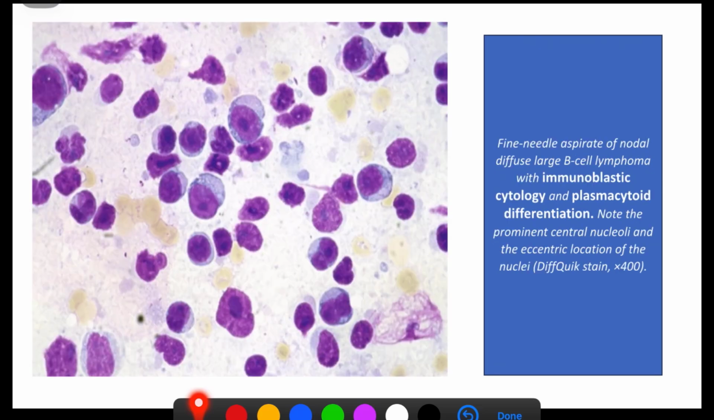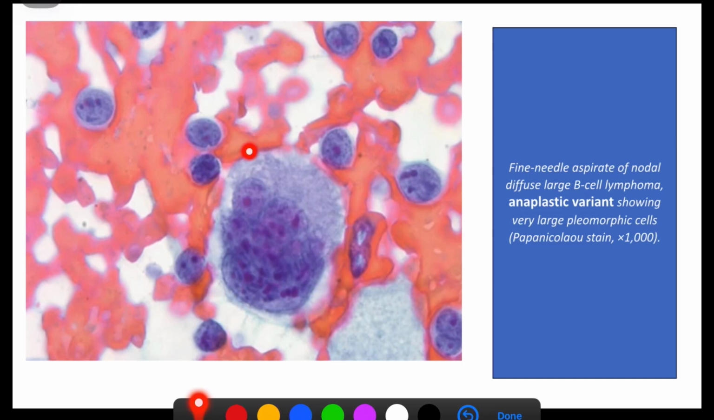This is immunoblastic variant showing plasmacytoid differentiation. You can see peripherally placed nucleus, abundant cytoplasm, prominent centrally placed nucleolus, and a look like plasma cells. So it is plasmacytoid appearance, and all cells are larger than the small lymphocytes, having almost 3 times larger size. This is anaplastic variant.